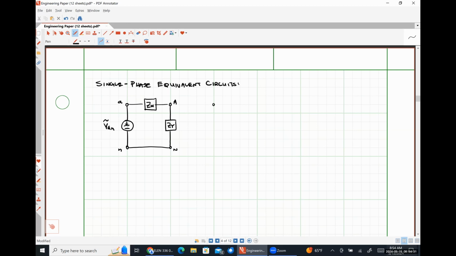I could then draw a single-phase equivalent circuit for the B phase, which is going to be the same thing, except that I'm going to put VBN in here.